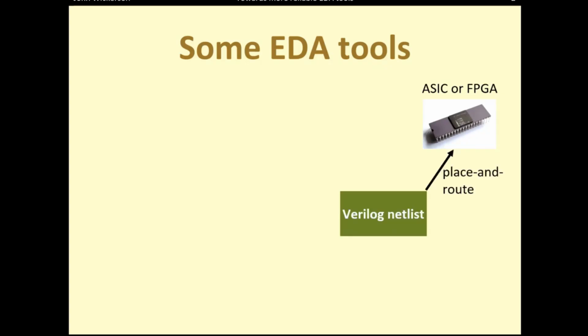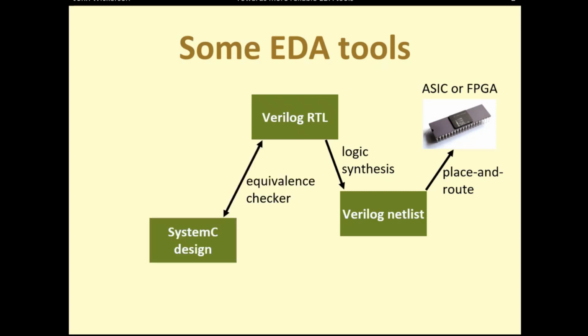You might have got your FPGA to do something by using a place and route tool or some other physical layout tool by giving it a Verilog netlist. You might have got your Verilog netlist from a logic synthesis process, perhaps having written some Verilog RTL. You might have checked that your Verilog RTL is equivalent to some specification that you or somebody else wrote in perhaps SystemC. And you might have used an equivalence checker to see that these line up.